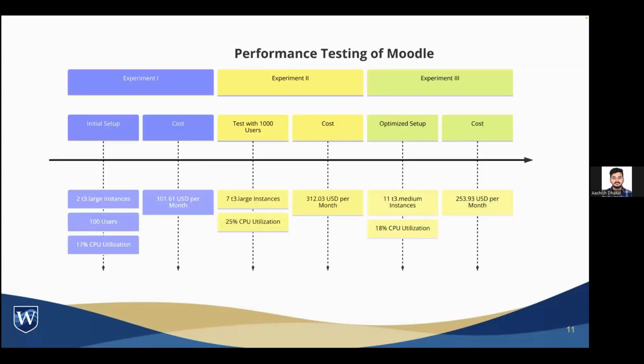This is just a visualization of the same experiments: experiment 1, experiment 2, and experiment 3. We ended with the third experiment, so we are considering the third one as the optimized setup for now.